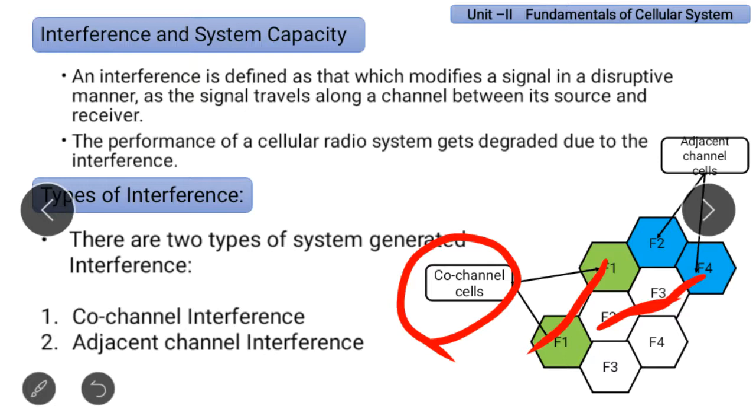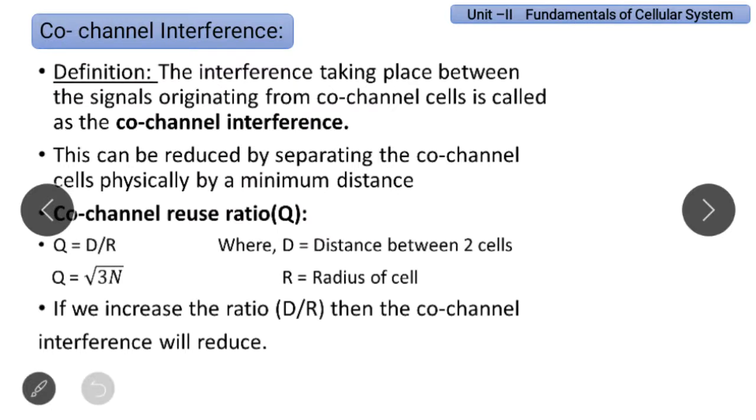Okay. So let us start our video, explaining the types of interference. The first one is co-channel interference. So what is co-channel interference? As I told earlier, co-channels are those having the same frequency. So the interference that occurs between those two cells is called co-channel interference.